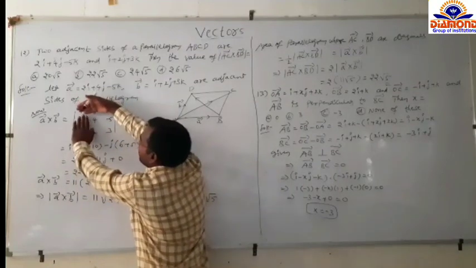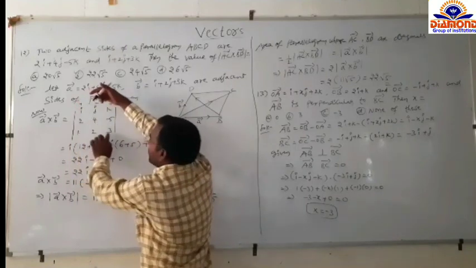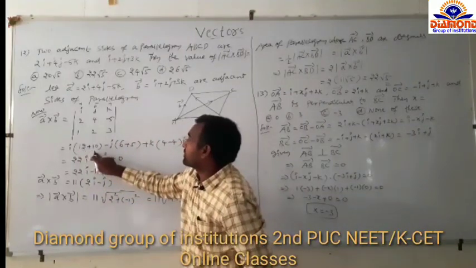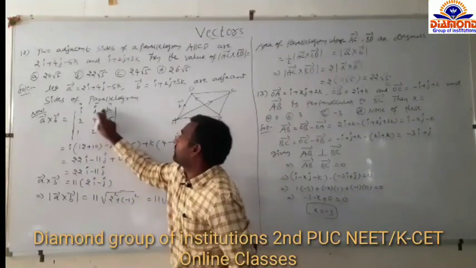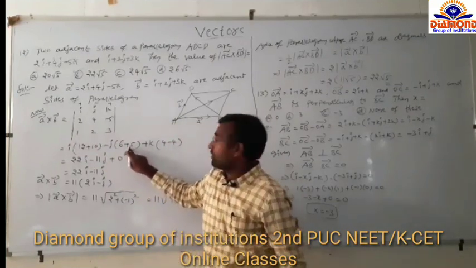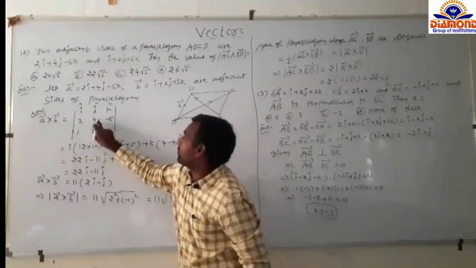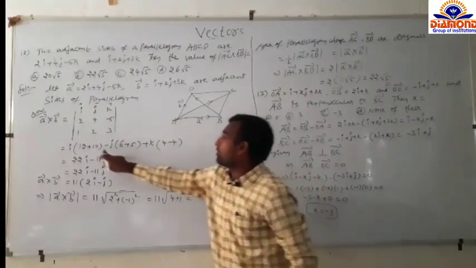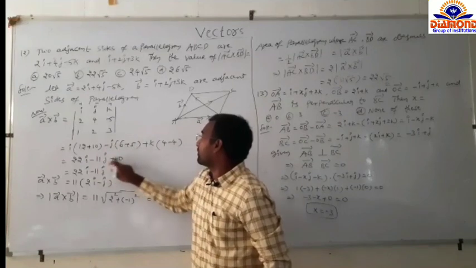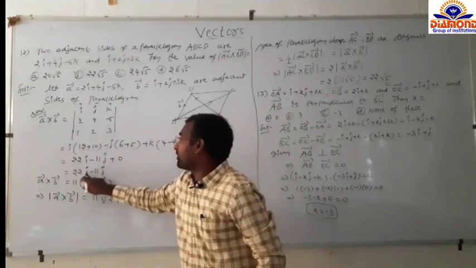i, present row and column removed. The remaining minor is 4, minus 5, 2, 3. So its value: 4 into 3 is 12, minus of minus 10 is plus 10. So i into 12 plus 10. Next, minus j of 2 into 3 is 6, minus of 1 into minus 5 is plus 5, plus k into 2 into 2 is 4, minus 1 into 4 is 4, 4 minus 4. So 12 plus 10 is 22i, minus 6 plus 5 is 11j, plus 4 minus 4 is 0, 0 into k is 0. So the vector is 22i minus 11j.